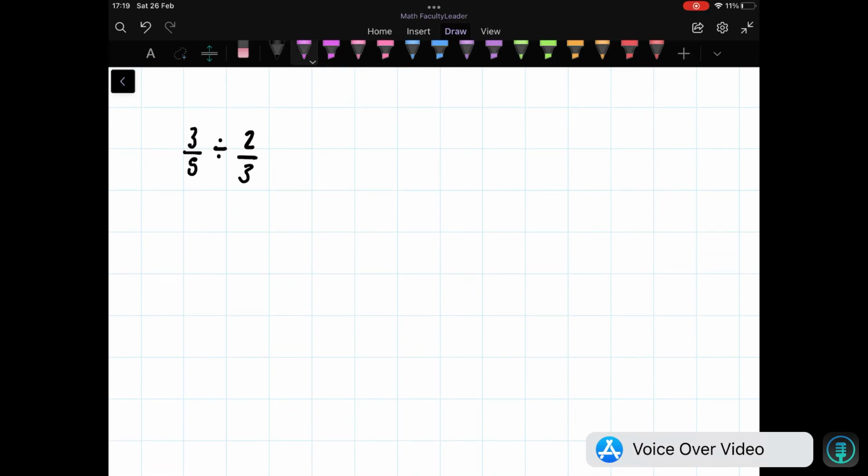Again, to find the reciprocal, you flip the fraction on the right hand side upside down and you swap out the divide sign for a multiplying sign. This will give us 3 over 5 times 3 over 2.